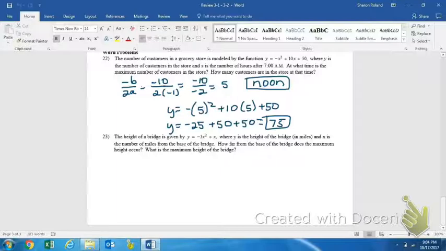Well, to me, this one would be easier to solve if it were in intercept form, and so I'm going to put it in intercept form. So you have negative 3x squared plus x, and an x factors out, and you're left with negative 3x plus 1. And so that's intercept form. Your intercepts are at 0 and 1/3. And remember, this is miles. So 1/3 of a mile is still a pretty good distance.